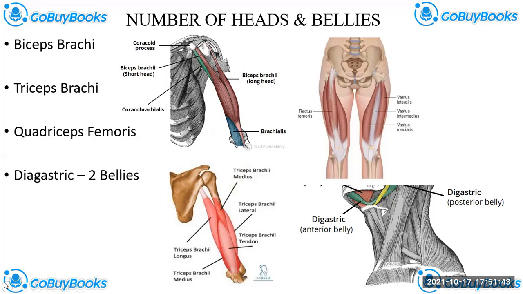Then another example based on number of heads and bellies is the quadratus femoris. Sorry, the quadriceps femoris. I would like someone to tell me, when I say quadriceps femoris, what do you think? If you want to translate the two words into literal English, what do you think it means? Or anybody that can help with that so we can move fast. You can unmute yourself or type in the chat box.